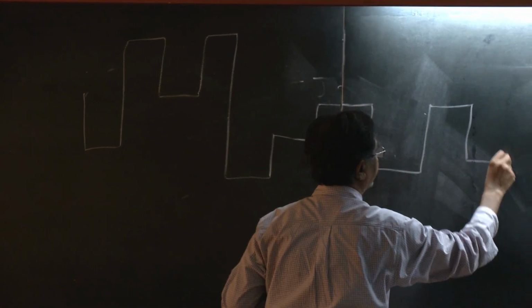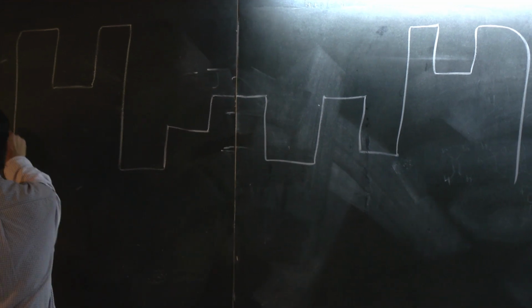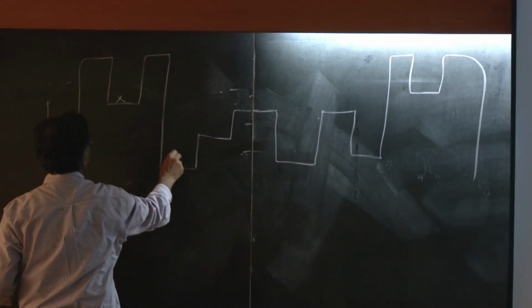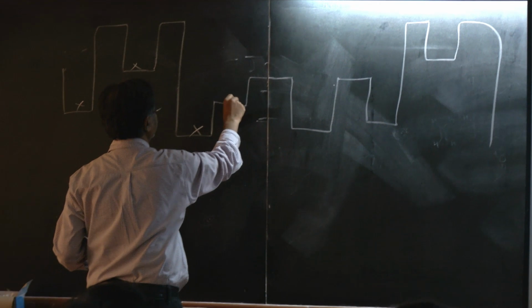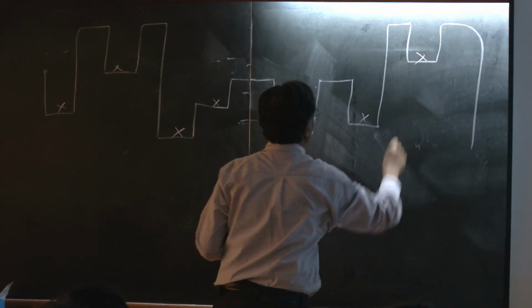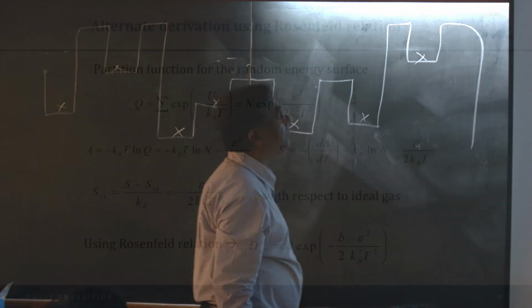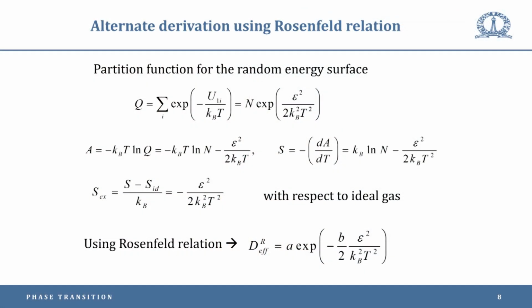Like a rugged landscape. So these are my minima, and these are the maxima. This is kind of a transition state. Now, if I give you a distribution of the minima and maxima, then this is the energy, and these are my sites.